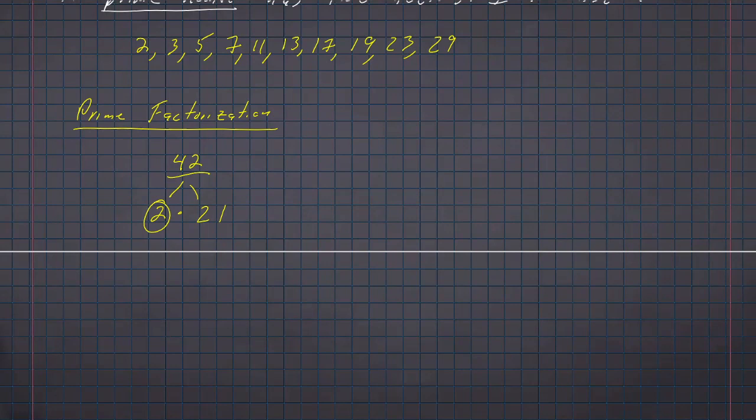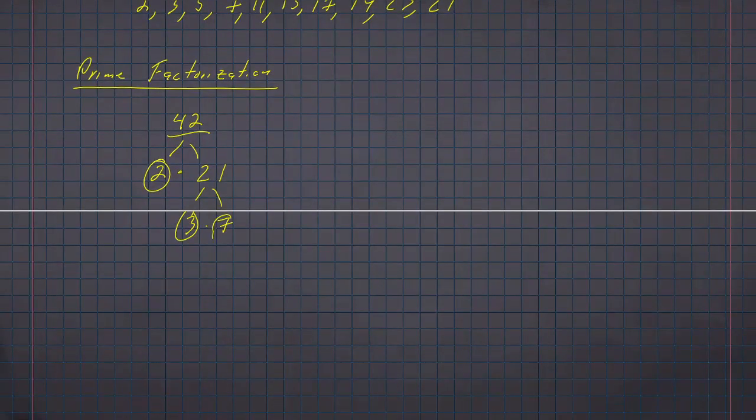2 is a prime number. 21 is not. 21 is 3 times 7. So we can take 42 and we can rewrite it as 2 times 3 times 7. And if we want 2 factors of 42, we can rearrange these prime factors so that the ones that we want are together and then the leftover ones are together, and it gives us a shortcut to finding the factors of a number.